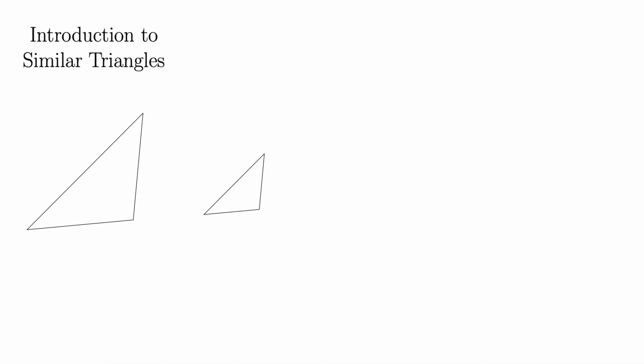Similar triangles end up being especially useful for a surprising variety of word problems, especially when you get into calculus and classes like that. So what they are, similar triangles are the same shape but different size. Exactly the same shape, but different sizes. So something like this.